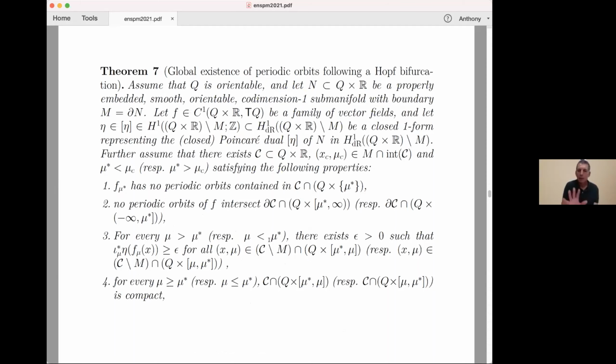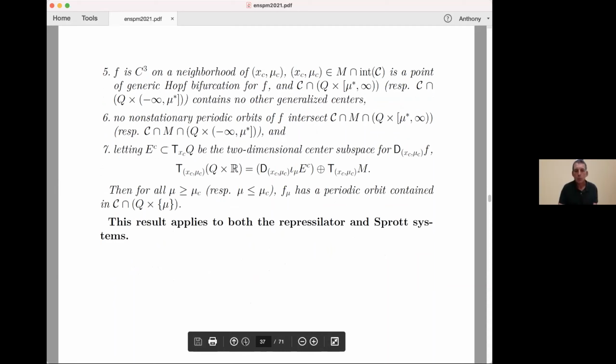So again, it's kind of restricted. There are a bunch of technical conditions related to the Floquet multipliers and how they intersect the orbit and so on. It looks kind of restrictive, but it's not too bad, and it certainly fits both the examples that I described here. So it applies both to the repressilator and the Sprott system.